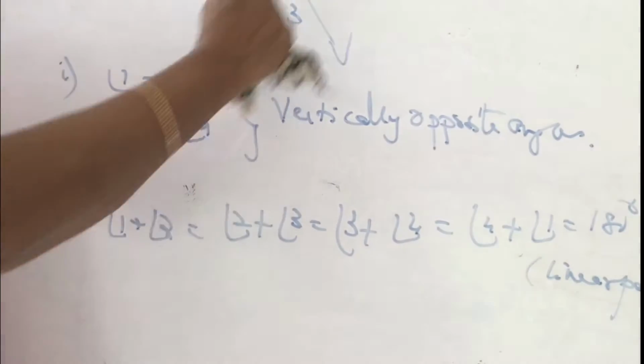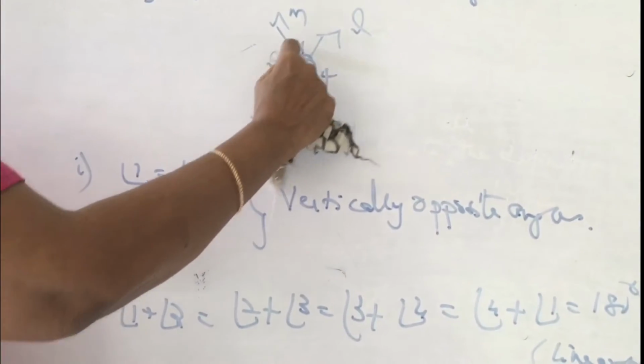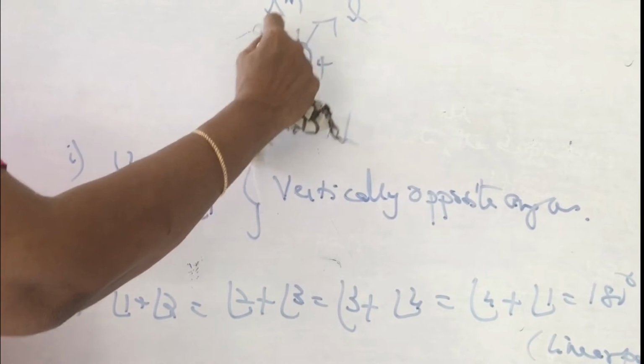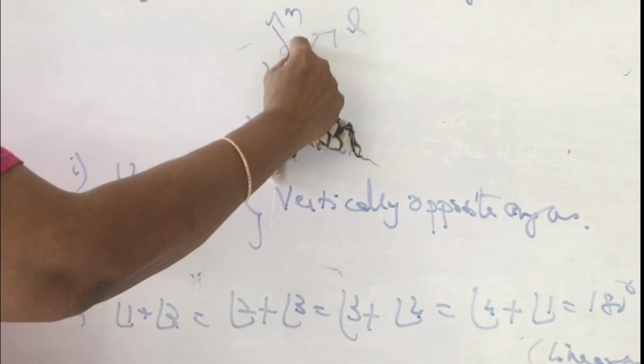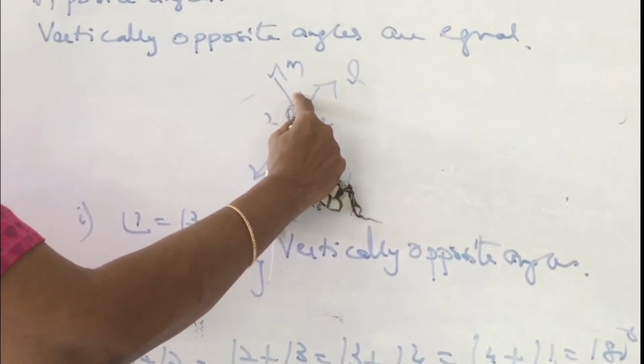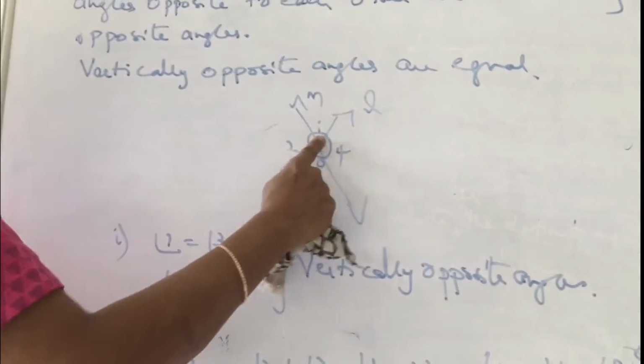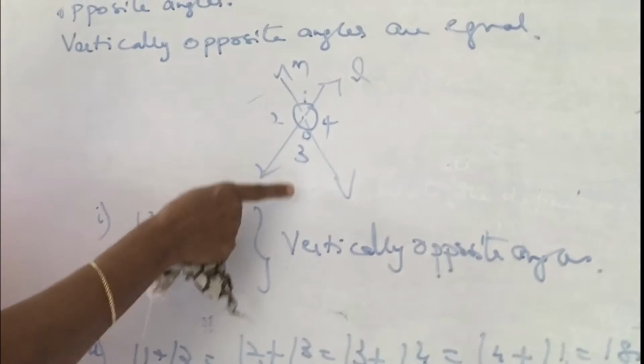But what are 1 and 2? They are adjacent. They are on the same straight line L. So they form a linear pair. Regarding this figure, children, you have four sets of linear pairs.